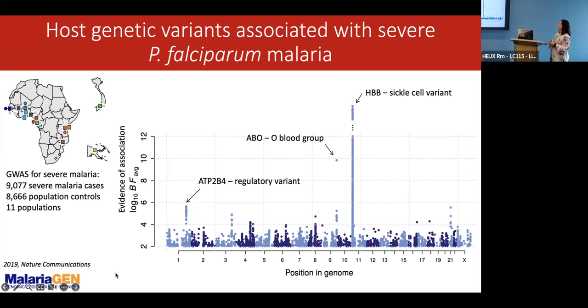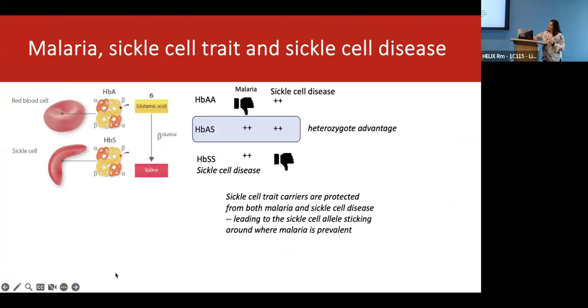This is the strongest association signal in the genome, meaning that it is more common in controls than in severe malaria cases. So what is sickle cell exactly? The sickle cell allele is a single base mutation that changes amino acid 6 in hemoglobin beta from glutamic acid to valine.